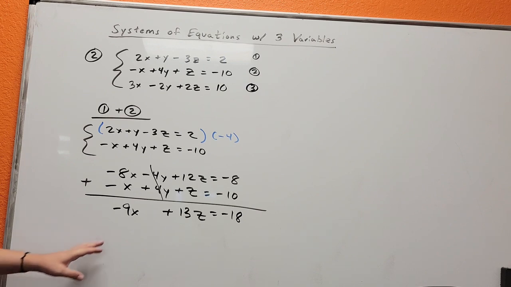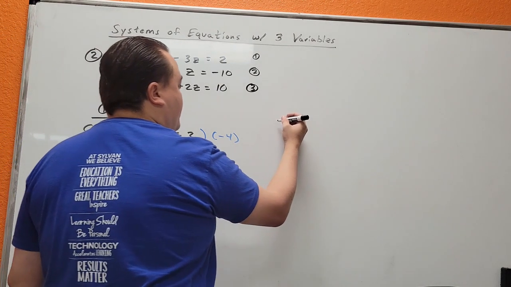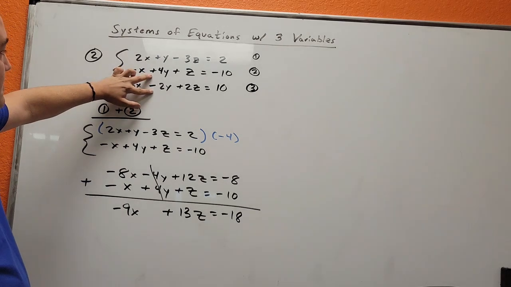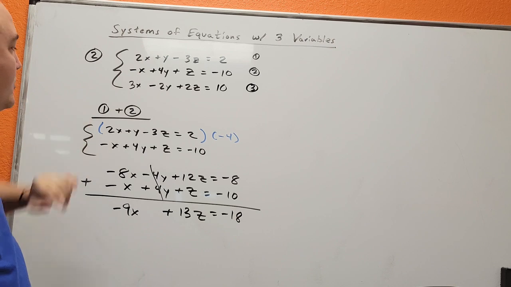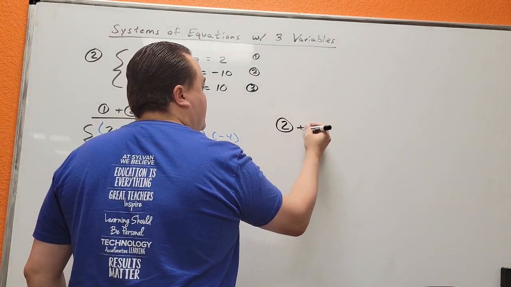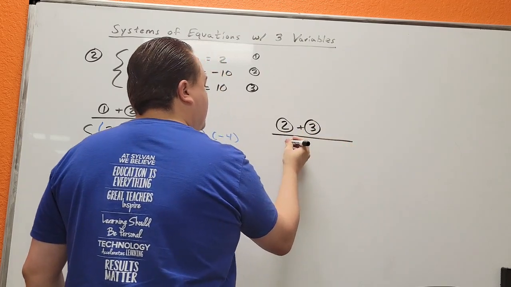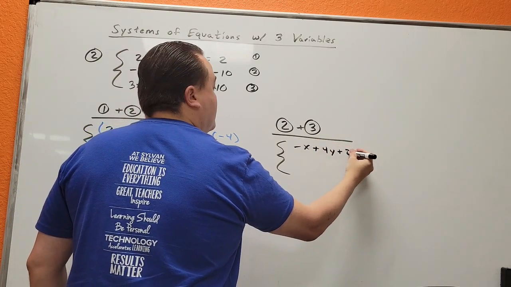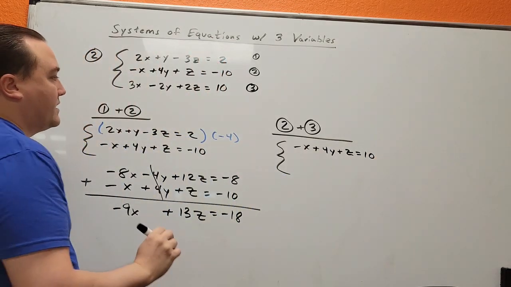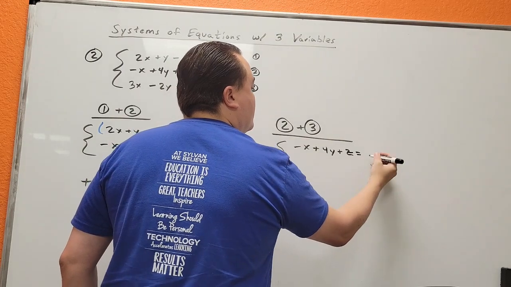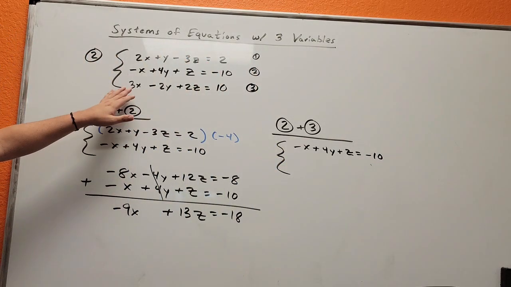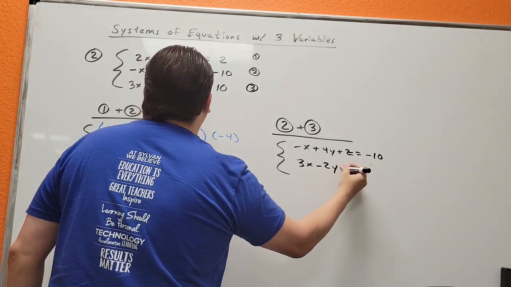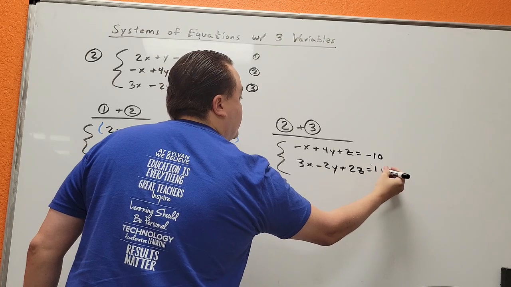Might end up with some harder equations to solve because of the awkward numbers here. We'll just have to deal with it. So now, since we're getting rid of y's, we'll get rid of these two. Or, like I said, you can use 1 and 3 if you want to. We'll just stick with 2 and 3. Negative 10. Pay attention to your signs. 3x minus 2y plus 2z equals 10.